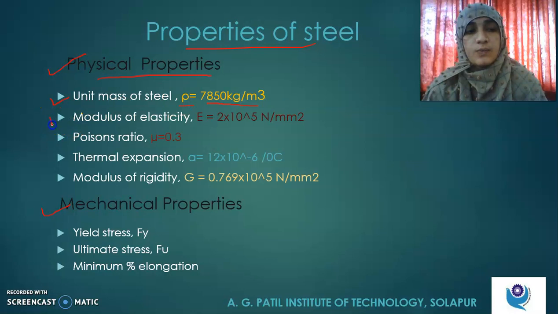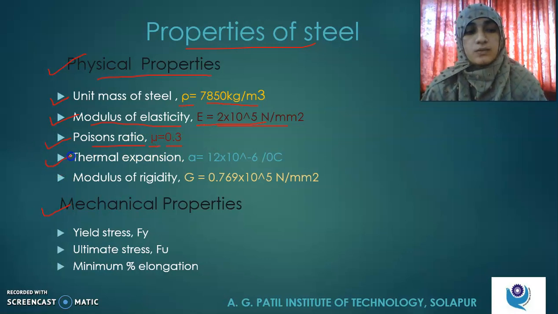Then the next important property is modulus of elasticity. It is denoted by E. Modulus of elasticity is used to find the stiffness of structure. The modulus of elasticity that we consider is 2 into 10 raised to 5 Newton per mm square. Next physical property is Poisson's ratio. It is denoted by mu, which is equal to 0.3. Generally, Poisson's ratio for steel structure is taken as 0.3.